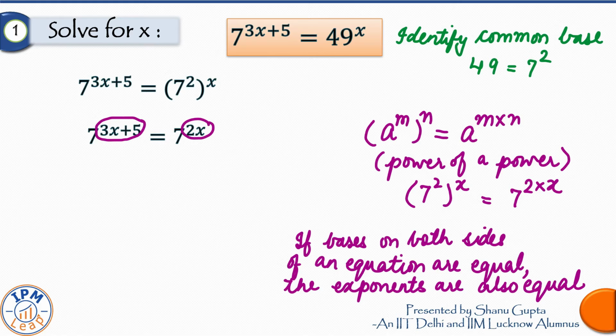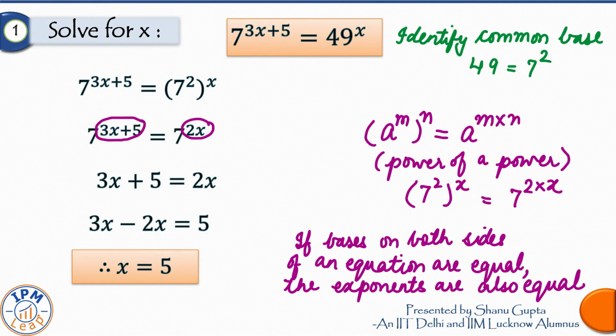3x plus 5 is equal to 2x, and rearranging the terms we have 3x minus 2x is equal to 5. Therefore, x is equal to 5.